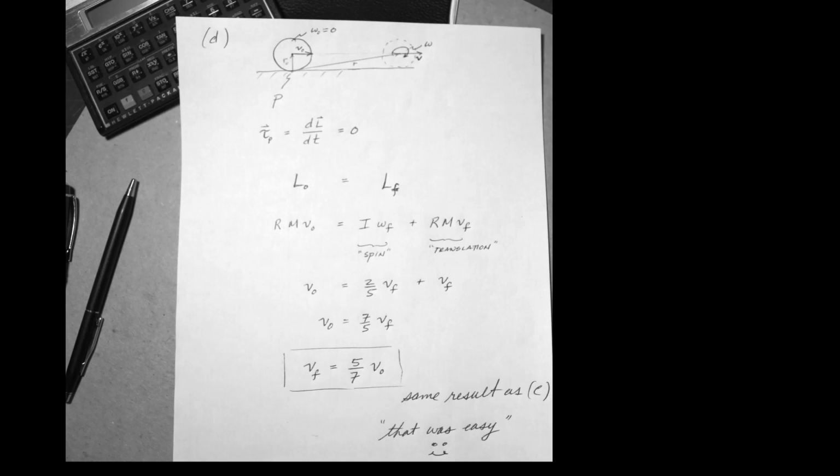All right, so for part D, the suggestion is to take torques about the point of contact of the bowling ball with the lane. We'll call that point P. Notice that now the torques about that point are zero. The frictional force, the normal force, the gravitational force, they all go through point P, point of contact with the ground. So that means that the torque as the time derivative of the angular momentum would be 0. Therefore, angular momentum is conserved.